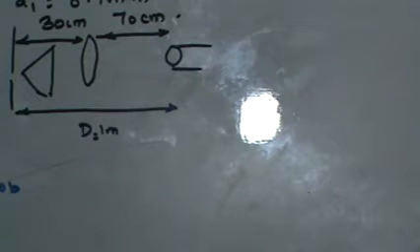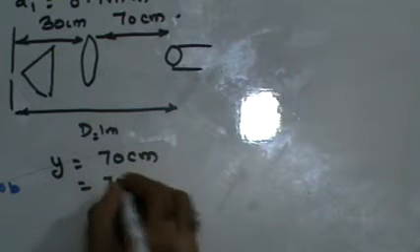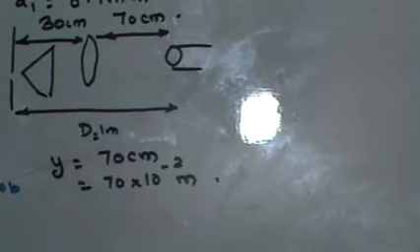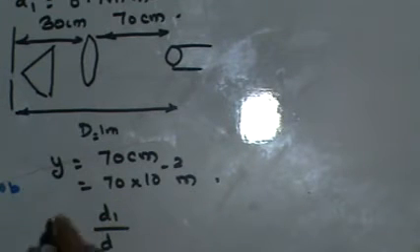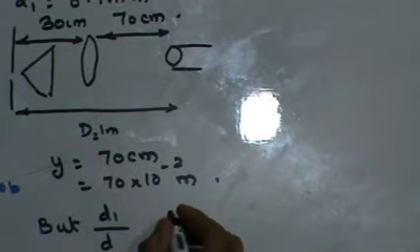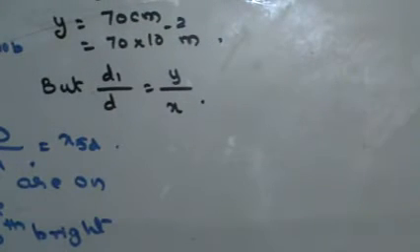Now distance of the object is x and distance of the image is therefore going to be 70 centimeters, that is 70 into 10 raised to minus 2 meters. Now if you remember your derivation of distance between the two slits in a biprism experiment, I can say that d1 upon d is nothing but y upon x for a single position of convex lens. This is how you find out the value of d, right? Now, once you have d, then remaining is very straightforward.